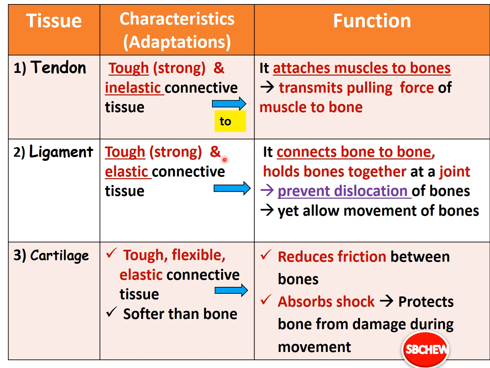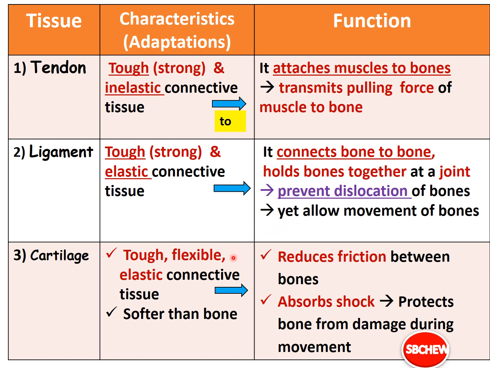Same for ligament. If you're asked to give the adaptations, you can say a ligament is tough and elastic to connect bone to bone and hold the bones together at a joint. Thus, they prevent dislocation of bones, yet allow movement of bones to occur.